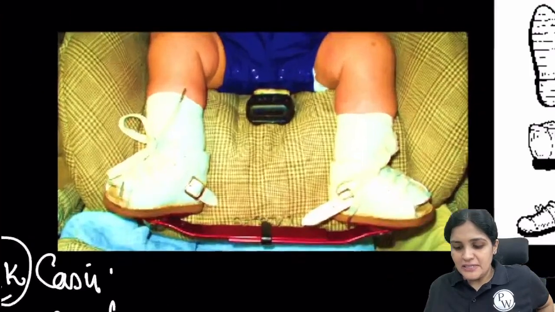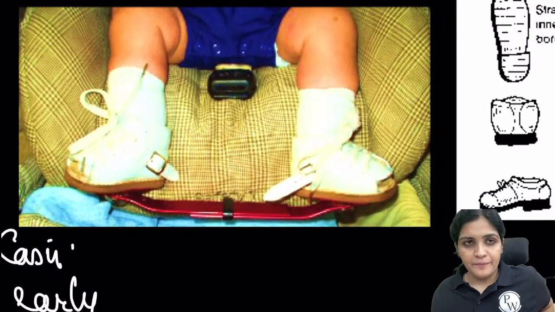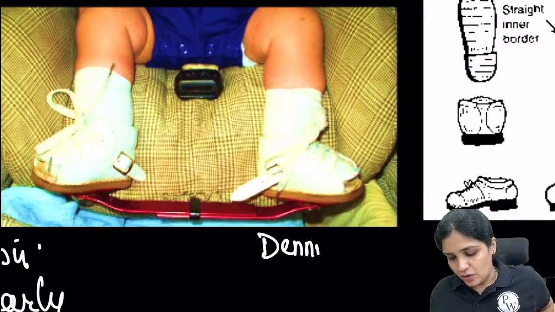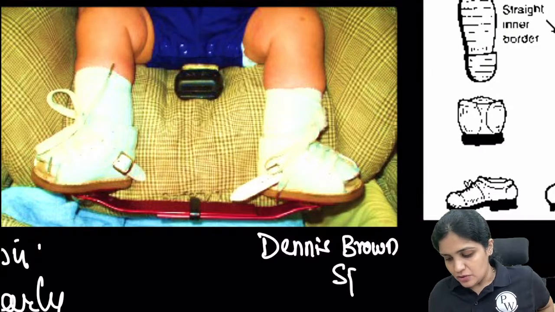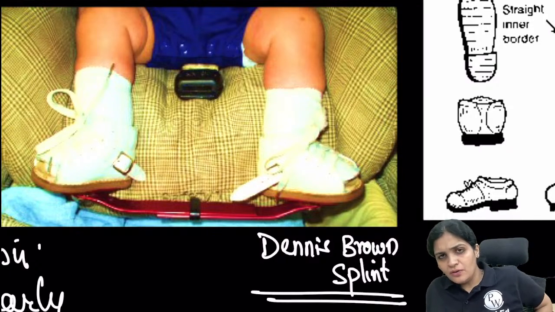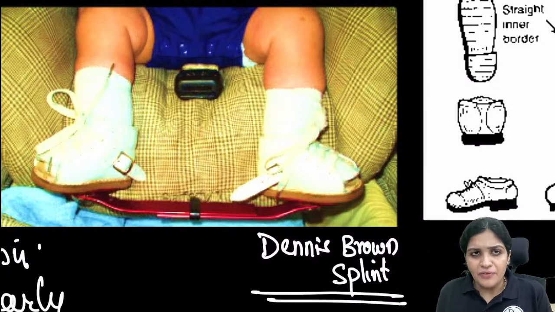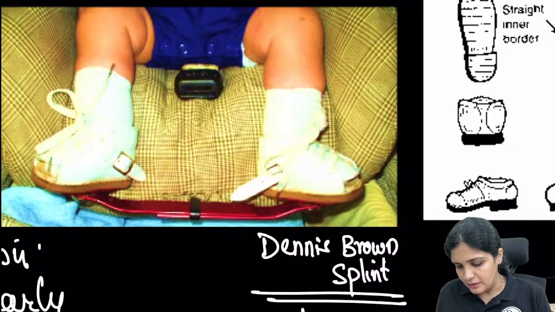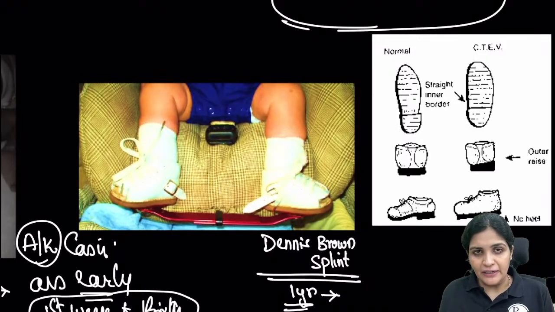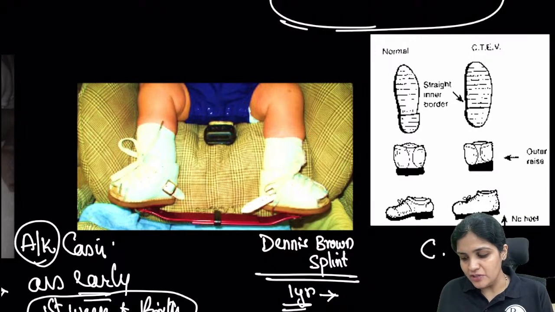And what is this? What is this splint? Dennis Brown. Yeah, this is called the Dennis Brown splint. Very good. So this is mainly for maintenance, up to 5 years. Yeah, up to, not up to 5 years. No. It is up to 1 year only. So now the patient starts walking, right? 1 year. Then you go for CTEV shoes.